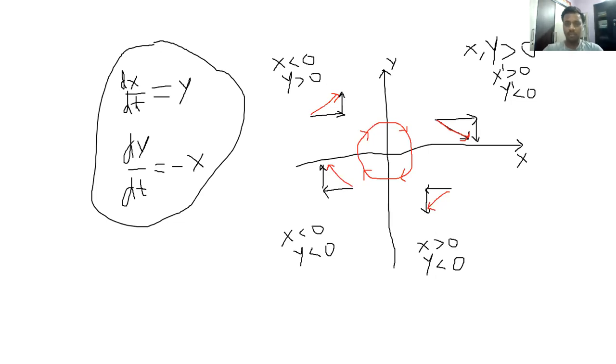Again, this point divides the quadrant into two parts. So we can check what the direction of the trajectory will be in this part and what the direction will be in this part. In this part, what is the value of S and I? S is always positive, and I is also positive if we consider the whole first quadrant. It means the S derivative is always negative.